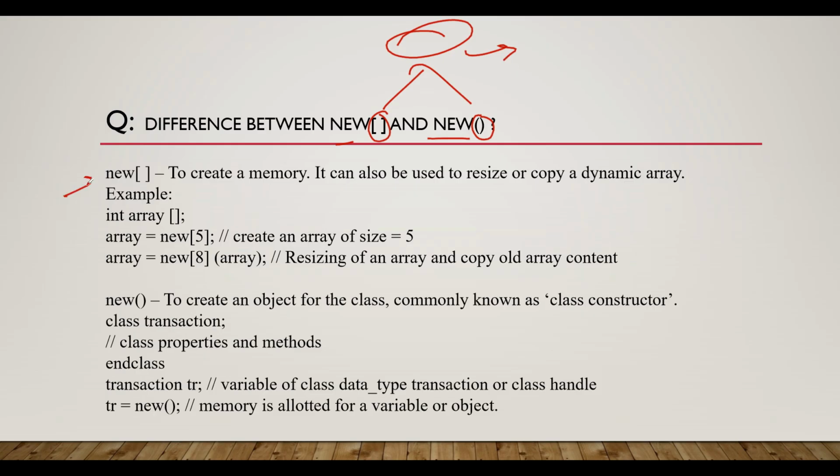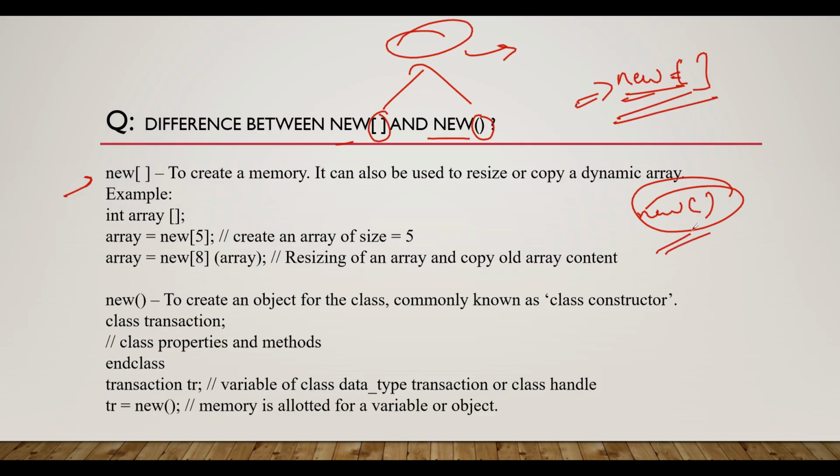Here this new keyword is used to create memory whenever you are using a dynamic array. To allocate the memory for a dynamic array, you are using this kind of new keyword. And whenever you want to create an object of some particular class, you are using this. Okay, I hope it is clear. Whenever you want to allocate memory to a dynamic array, you use this, and whenever you want to create an object for the particular class, you use this new keyword. Okay, I hope it is clear.